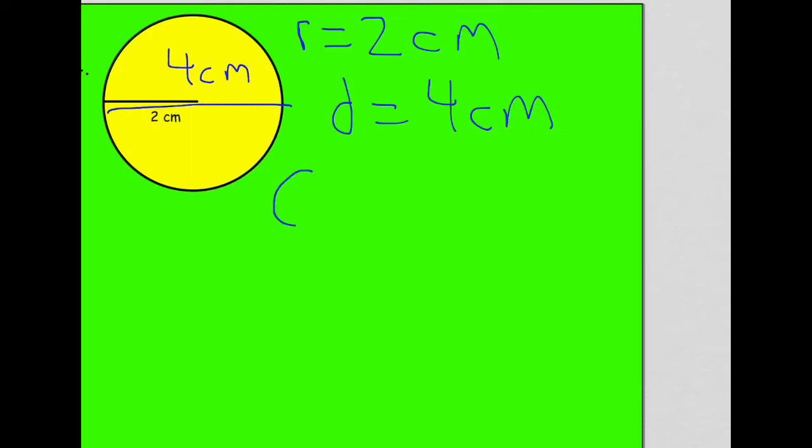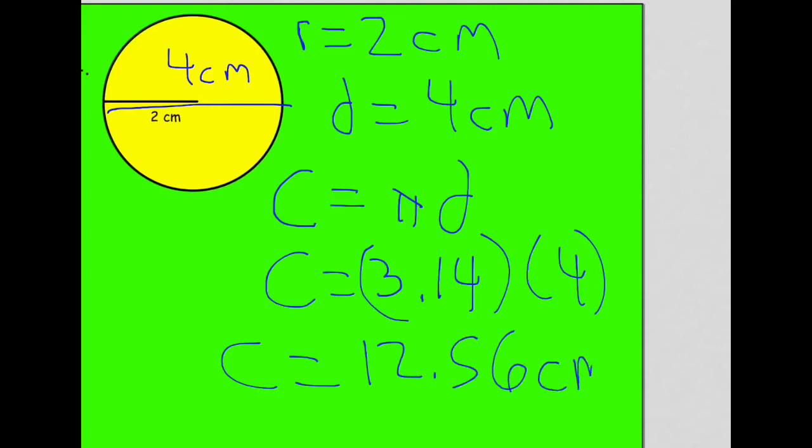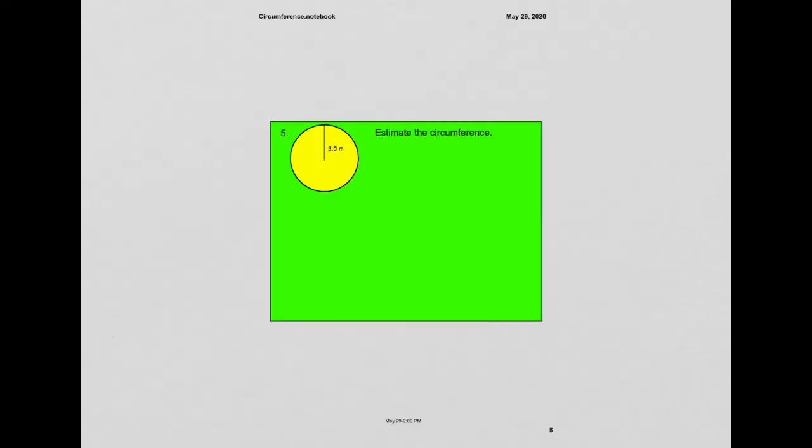Now use the equation for circumference. C equals pi times diameter. C equals 3.14 times 4, and C equals 12.56 centimeters. Okay, so this one was a little bit different. We had to figure out what the diameter was first. Let's do another one.